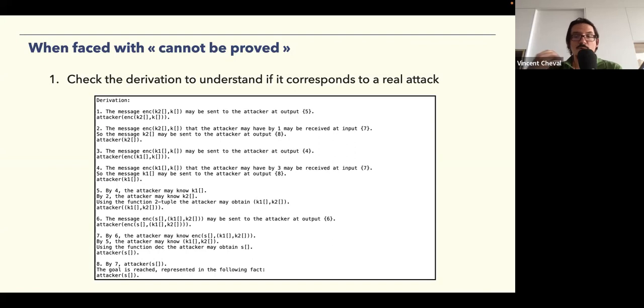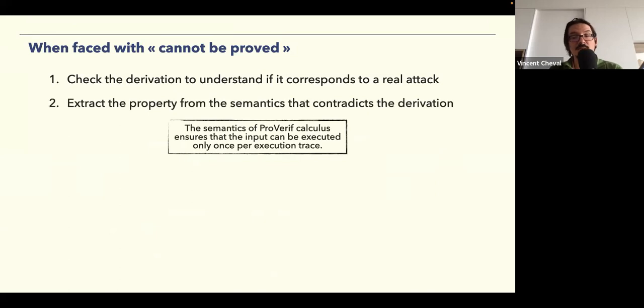So every time we did a case study and faced a "cannot be proved", the first thing was to check whether the derivation corresponds to a real attack or not. You had to go through the derivation to see, okay, it's not proved, it's not false. Why is this a derivation, and why doesn't this derivation lead to a real attack? And if you're able to understand why it does not correspond to a real attack, it means that there is a property from the semantics that contradicts the derivation.